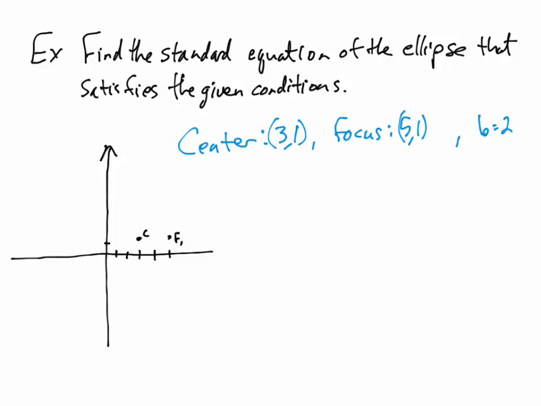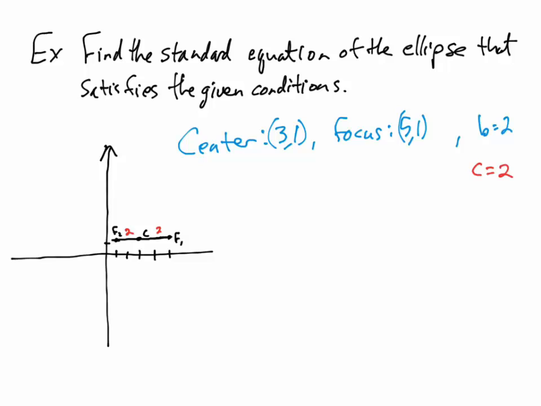Well, looking at the center and the focus, this looks like we have a horizontal orientation because the focus and the center are always lined up. And what we notice is that the distance between the center and the focus is 2. That means we're going to go to the left 2 units to get to our other focal point, F2 here. And also that tells us that the c value is going to have a value of 2.